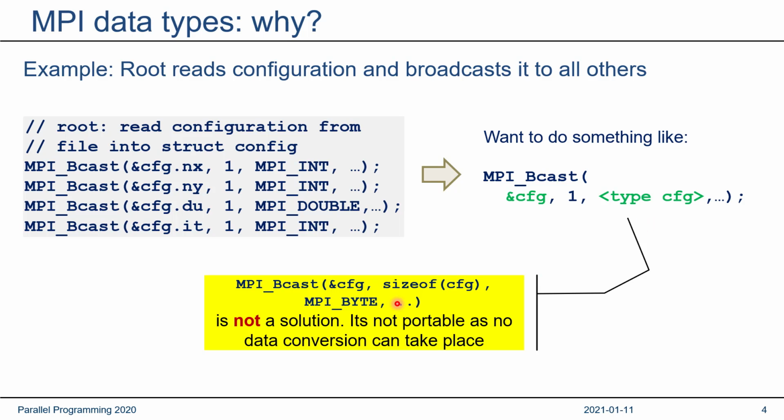Also, you might think that you could just use MPI byte as a data type and send the structure as just a blob of data. However, this is not a solution because it sacrifices one of the main properties of the MPI definition, which is portability, including data conversion between systems with different data representations. So this will not work if we use MPI byte. Even though it may work in practice, it's not in the spirit of MPI.